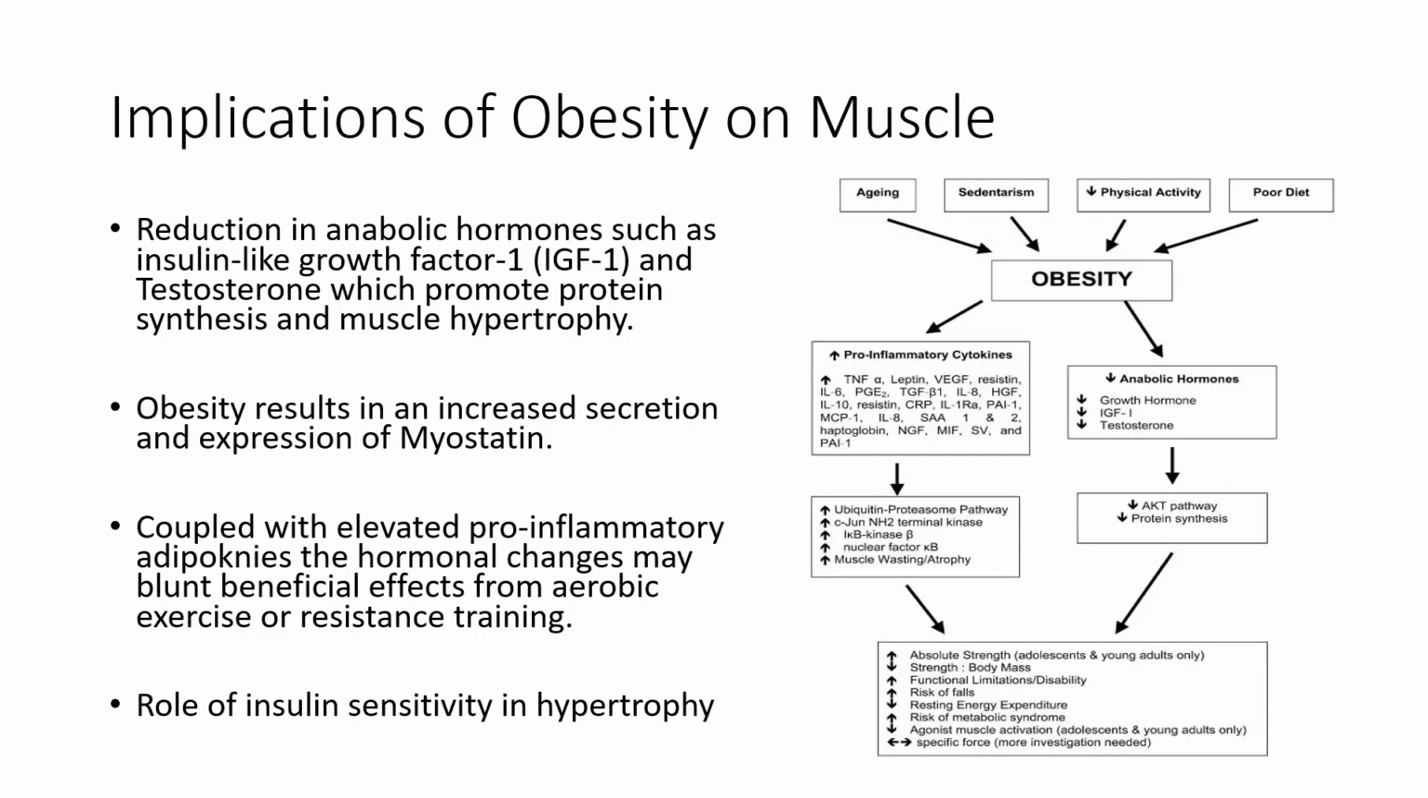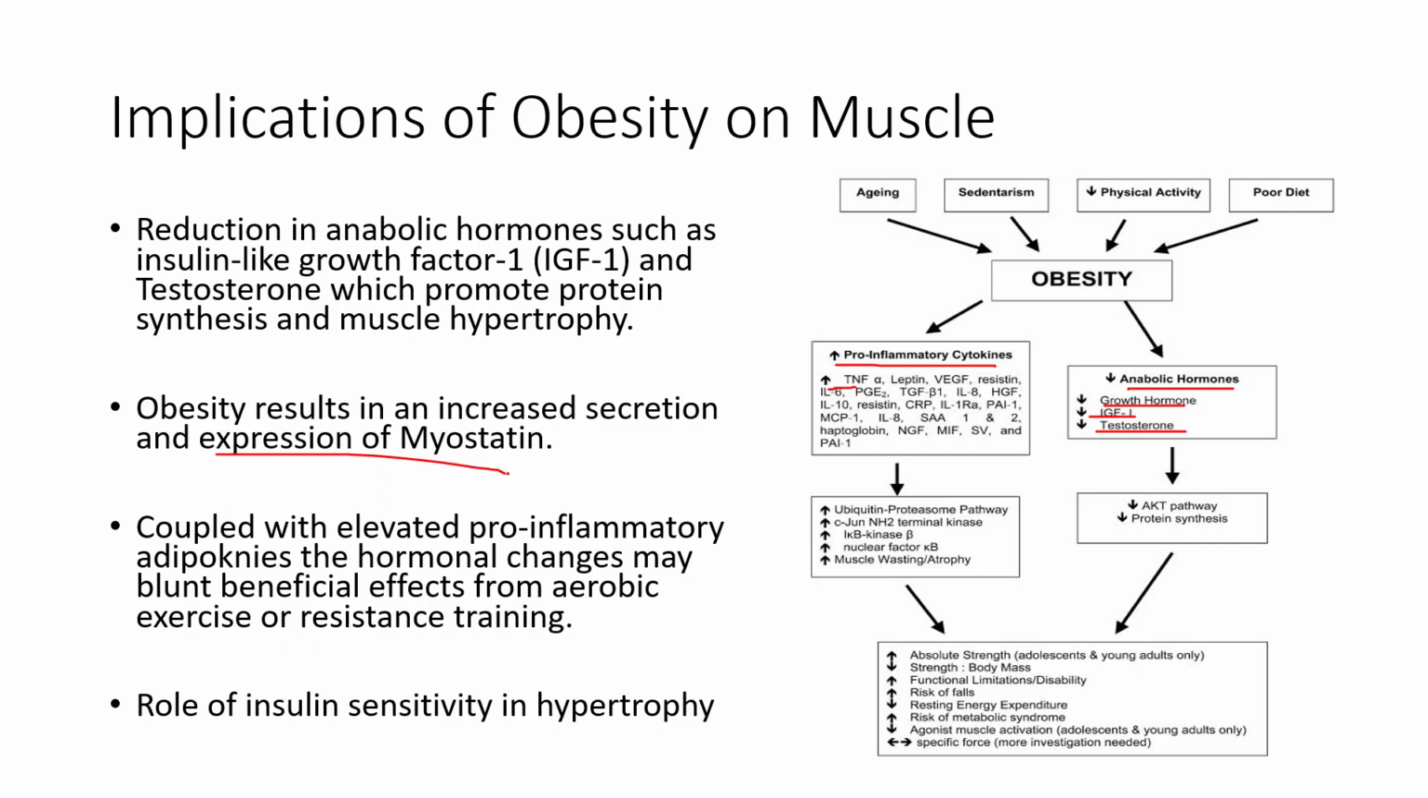Now, there are also hormonal changes that occur with obesity that affect the muscle. So with increased obesity, you see a reduction in anabolic hormones like growth hormone, IGF-1 or insulin-like growth factor, as well as testosterone, right? It's actually a big problem with gynecomastia in certain patients who become obese. They also see, again, the increase in all those pro-inflammatory cytokines. TNF alpha is always a culprit, right? We also see increased secretion and expression of myostatin.